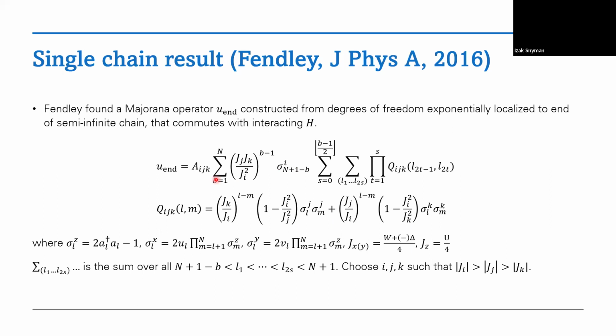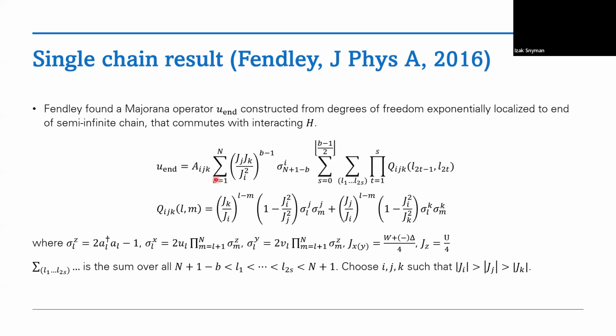It's an operator, not a state. It's an operator. But it creates... So what does it do? It creates an actual chain and creates... So it's a Majorana operator. So it's one half of a fermion, right? It has the same algebra as A plus A dagger.